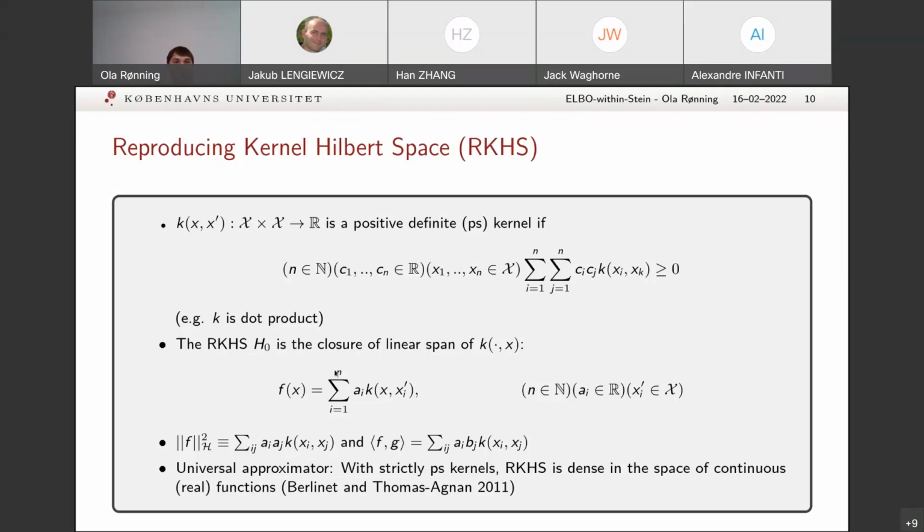I should just note that here we're just going to choose our X to be R as well. So that means we can essentially arbitrarily closely approximate any continuous real function using functions in our reproducing kernel Hilbert space, which can be written as a linear span of kernels.